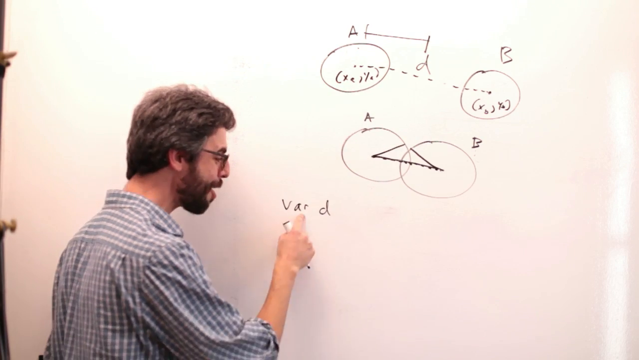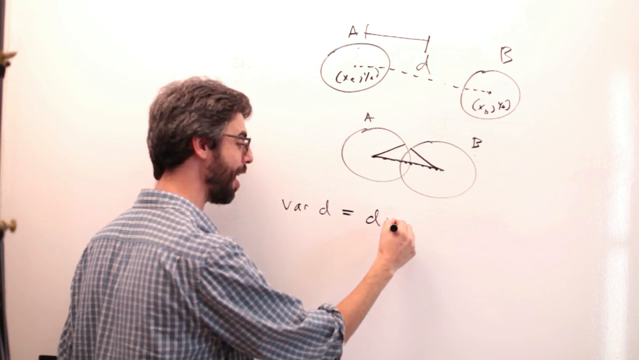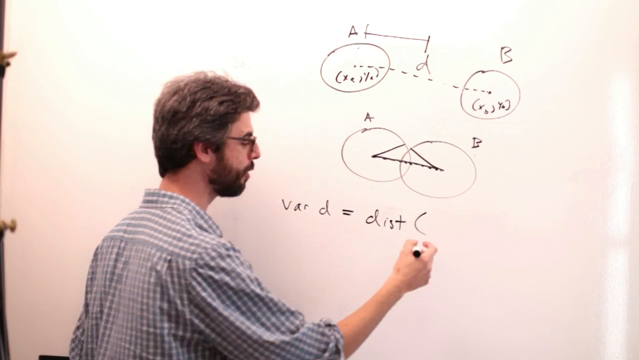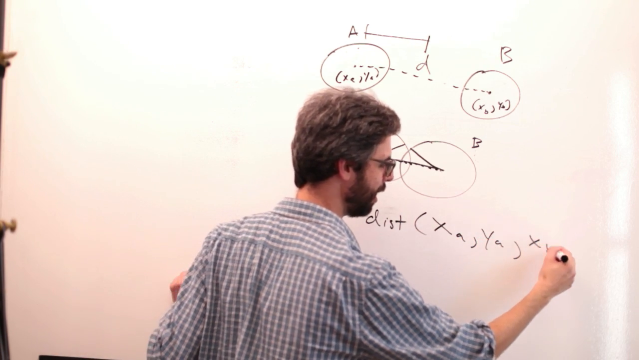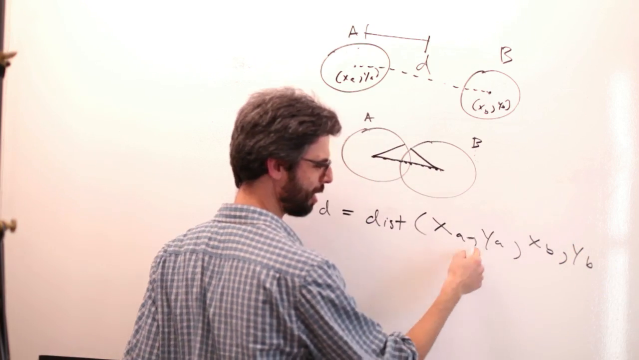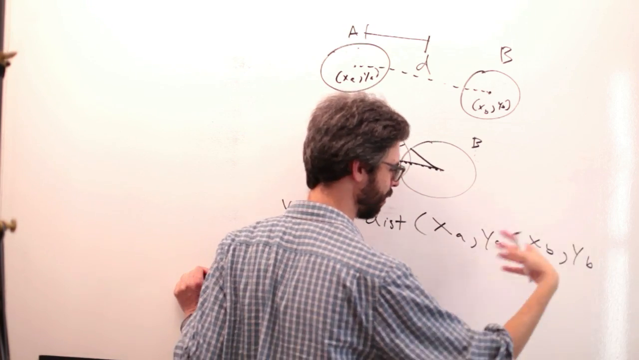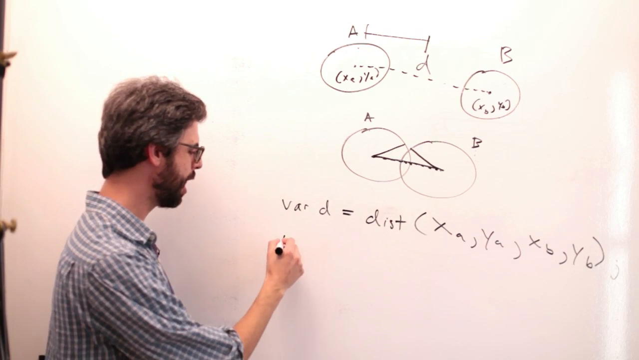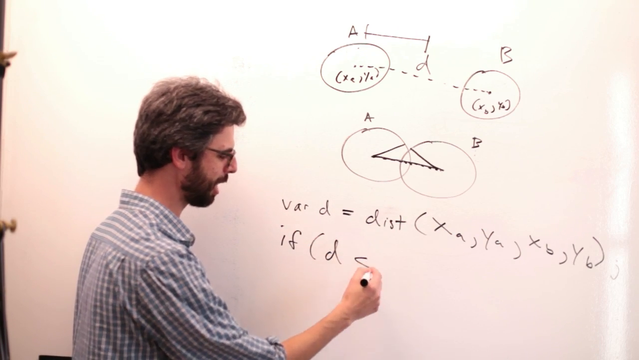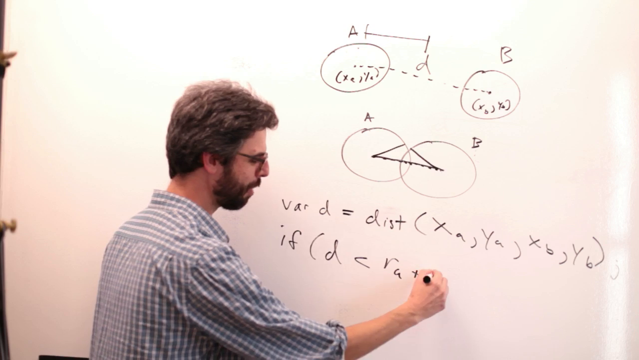What we need is a variable to store the distance using the p5 distance function that I previously referenced between xa, ya, xb, yb. Now, this is sort of like math notation. I'm mixing it with kind of like code, but we'll name our variables in a different way in the actual thing. If that distance is less than RA plus RB.